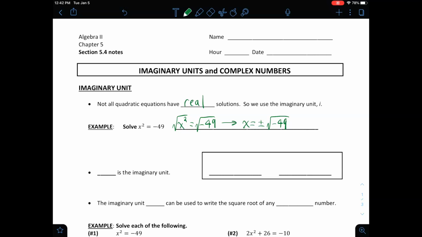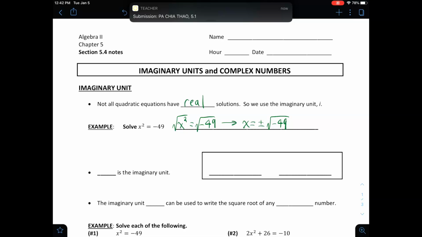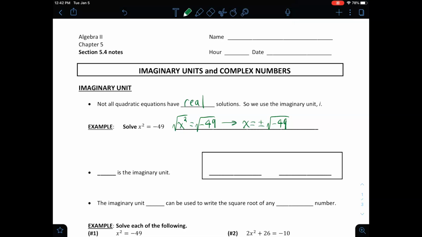Because I was looking up some uses for it. It's very useful for electronics and computers and stuff like that. It's a useful tool. I'm not sure exactly how that corresponds, but it is a useful tool. It's a way with quadratics to still be able to solve them even if they don't factor or come out nicely. So it's kind of a cool new idea that we have imaginary numbers now instead of just real numbers.